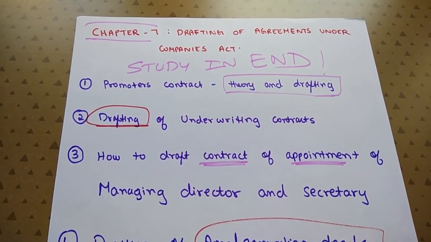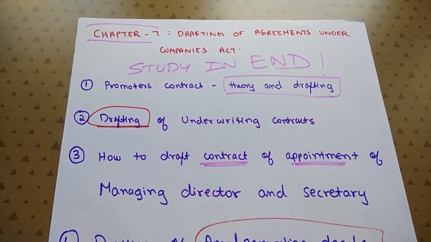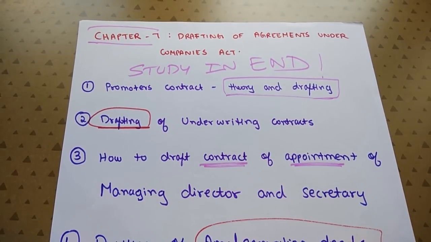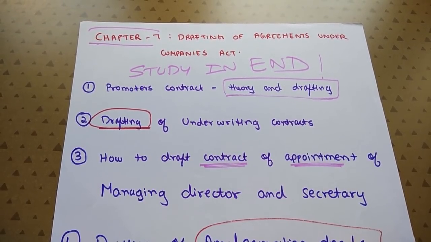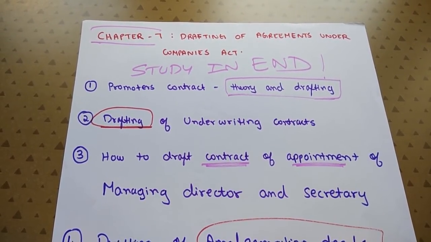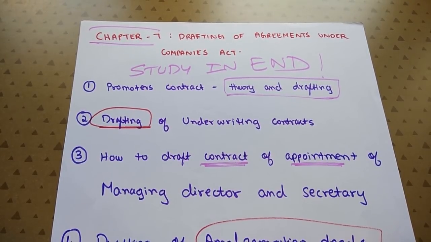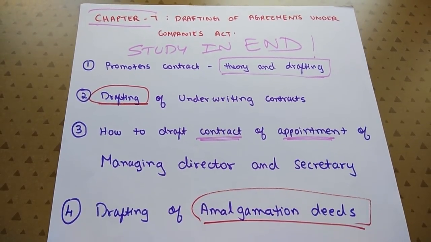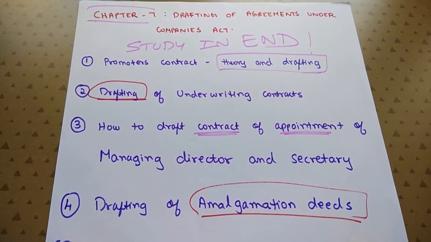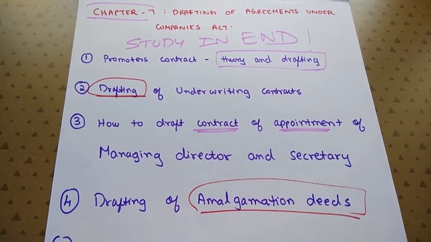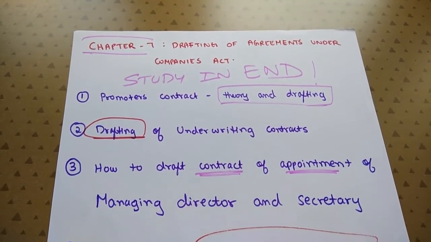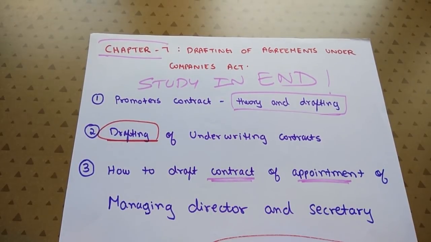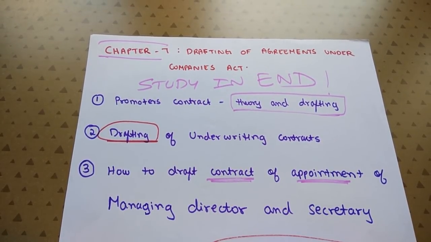Coming next to chapter 7, that is drafting of agreements under Companies Act. You would have studied almost everything covered here in module 1 under company law and CRI paper. So it's a repetition and so therefore study this chapter towards the end. Frequently asked topics here are 1. Promoters contracts. Both theory and drafting here is important.